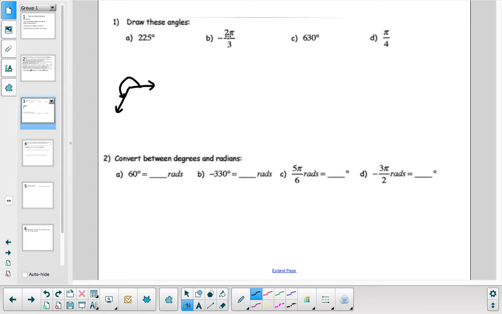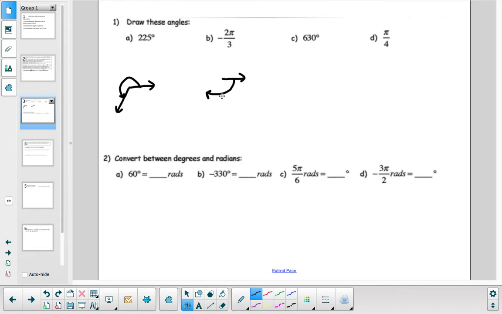With radians, you have to think about portions of the circle basically. This is 2/3 of 180 because pi is 180 degrees. So think about that. But this negative sign means something. I forgot to mention this, but if it's a positive angle, you're going counterclockwise. If it's a negative angle, you're going to go clockwise.